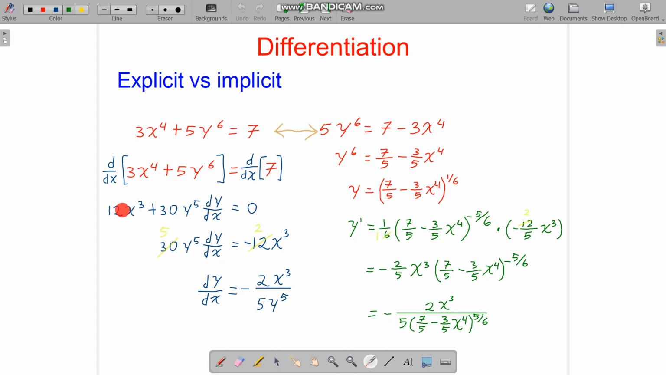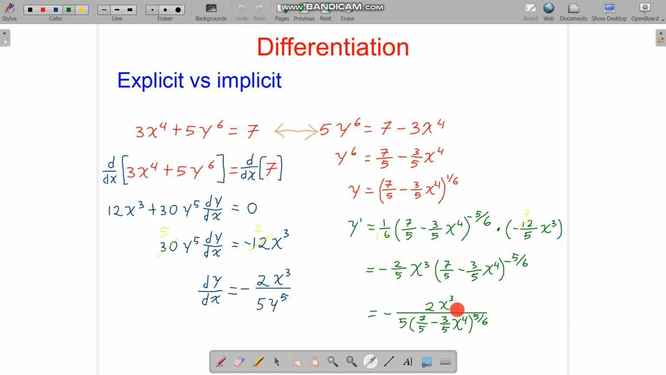So if you move 12x cubed to the right, we get this. Here we can simplify, divide both sides by 6, so we have 5y to the power 5 on the left, and on the right, minus 2x cubed. And if you divide both sides by 5y to the power 5, we get this as the final answer.